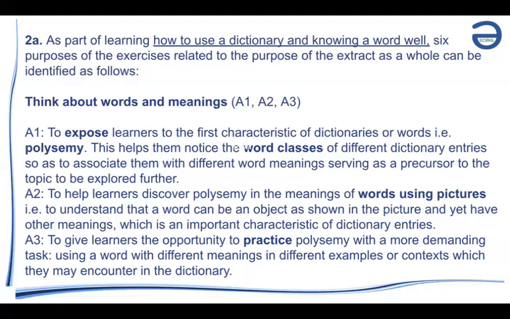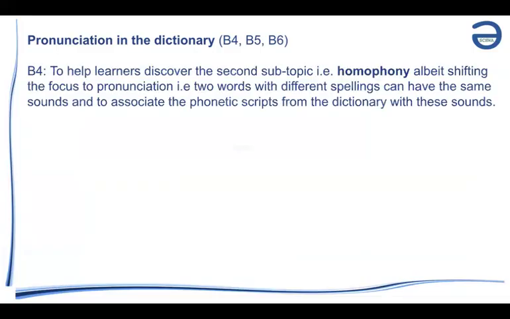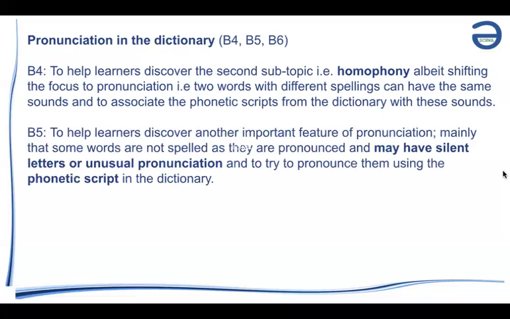So that's all of 2A. Then we also have the other task that is given, that is B4, B5, and B6. This is also 2A. In B4, there's homophony, which means two words with different spellings can have the same sounds, and to associate them with the phonetic scripts.